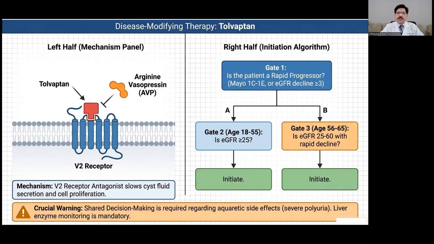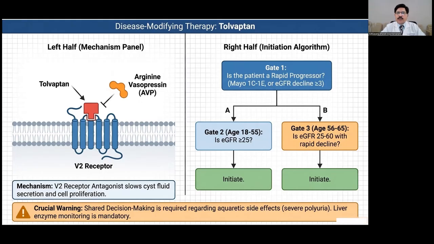So much so, the arginine vasopressin will not be able to act on the receptors. Mechanism: V2 receptor antagonist slows cyst fluid secretion and cell proliferation. Because the receptor is blocked, there is no entry of fluid into the cell. So the cell dilatation and cell fluid accumulation are reduced.